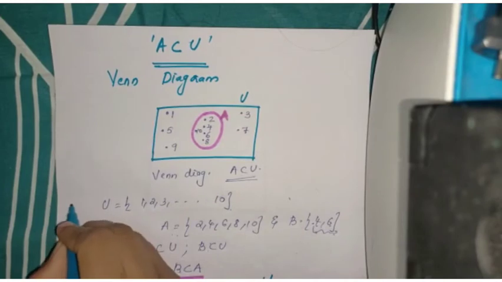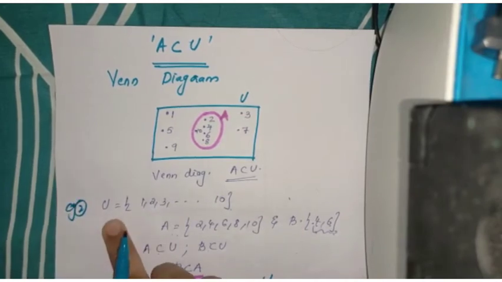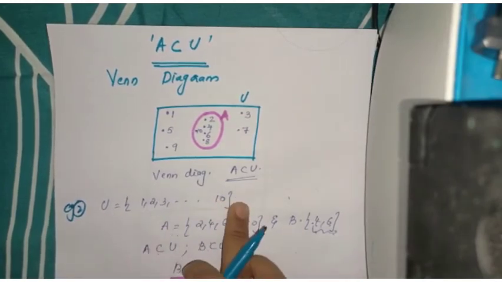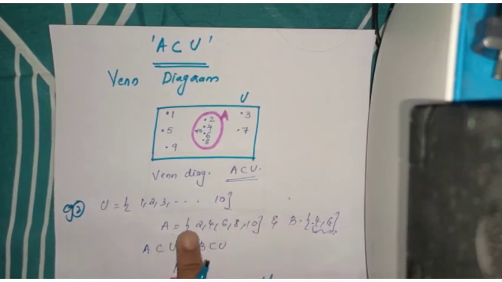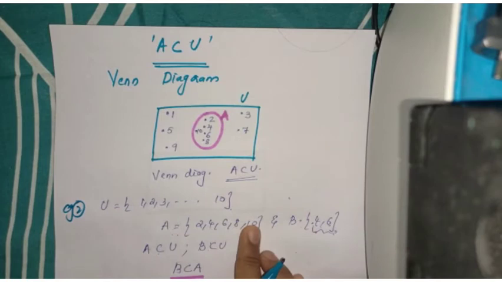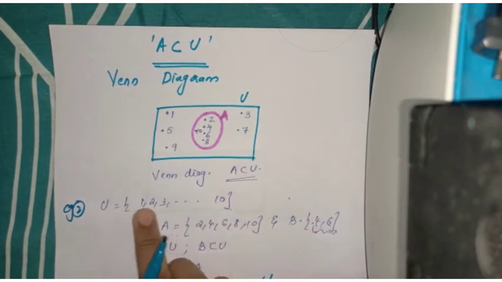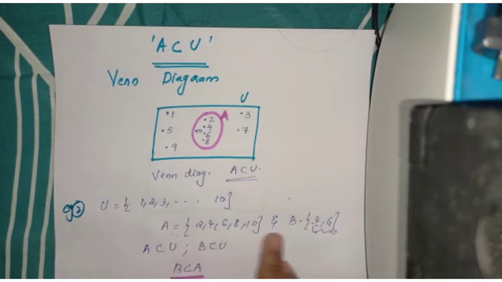Consider the next example, example 2. Let U be a universal set 1 to 10, and we are given two sets. A is equal to 2, 4, 6, 8, 10, and B is equal to 4, 6. And we can see that all elements of A are also present in the universal set. So we can say that A is a subset of U. And the elements of B are 4, 6. Also, all the elements of B are present in the universal set. So also we can say that B is a subset of U.